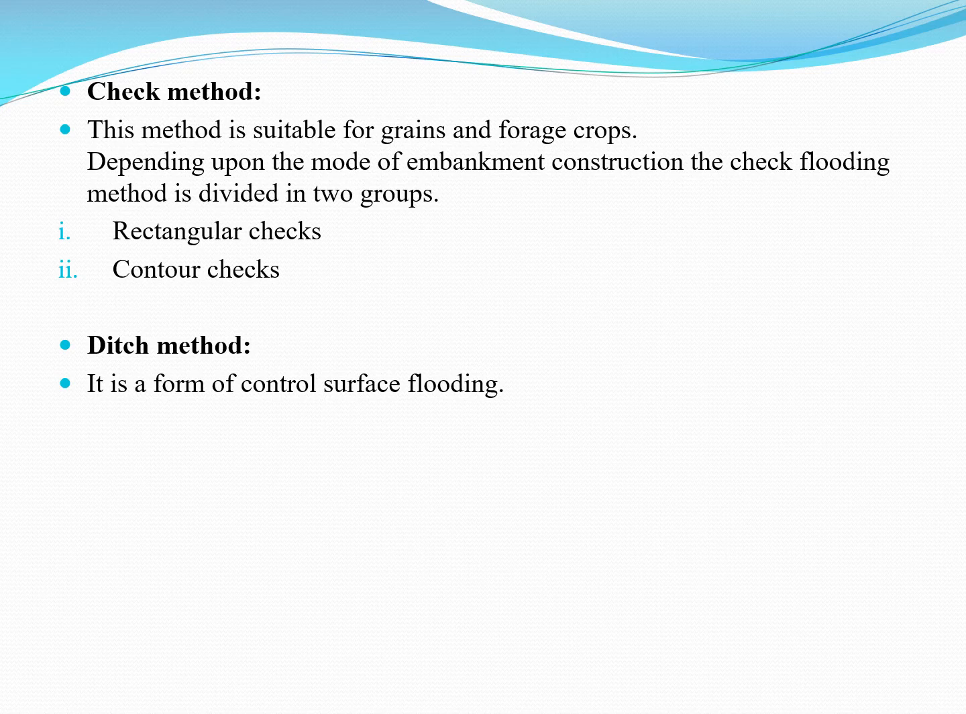And the last one is the ditch method. In this method, it is a form of controlled surface flooding. In this method, the irrigation water is distributed from ditches running across the slope approximated on a contour. Okay, ditches are used to drain out the water, and the water is directed from small bunds provided on either side of laterals.